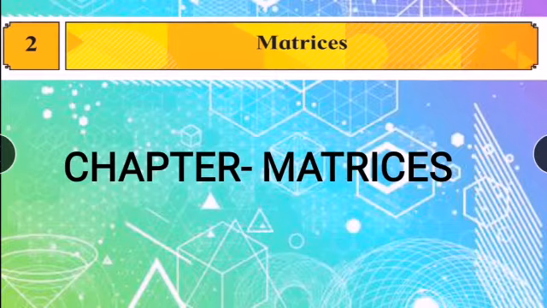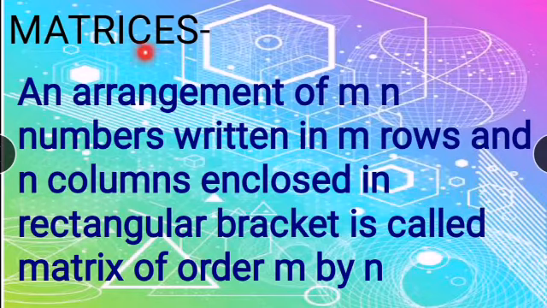Dear students, today I am going to start a new chapter, matrices. What is meant by matrices? An arrangement of mn numbers written in m rows and n columns enclosed in rectangular brackets is called a matrix of order m by n.